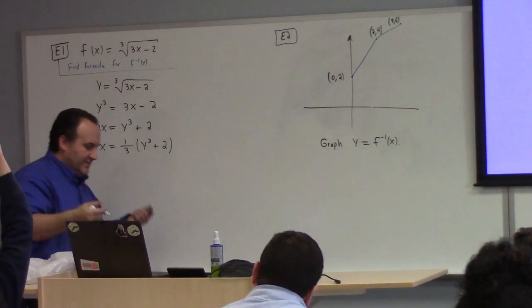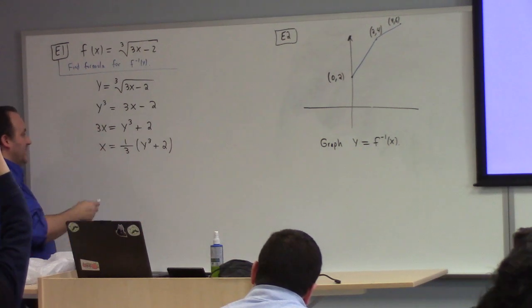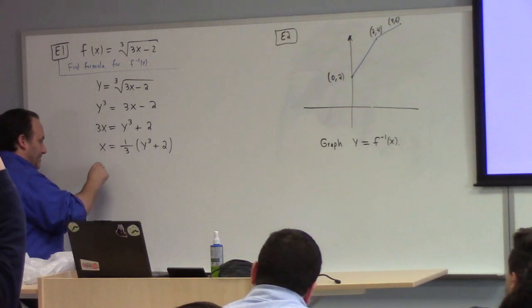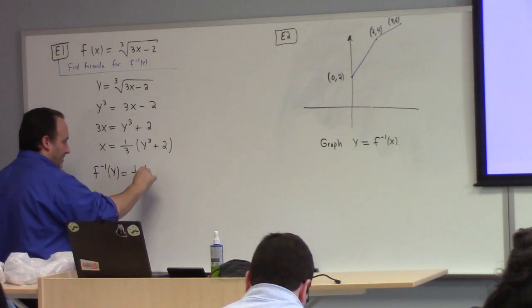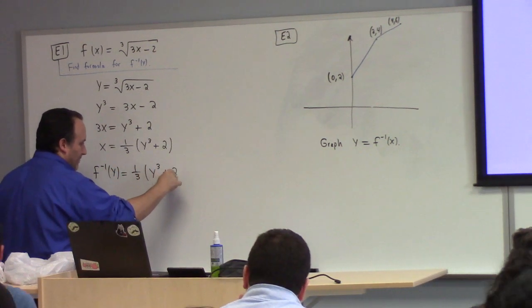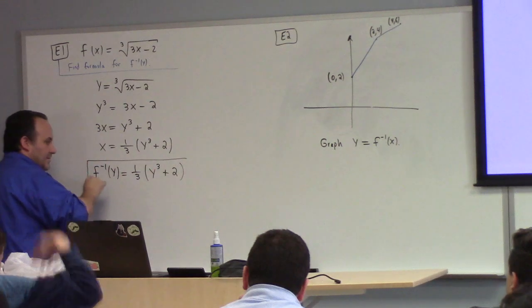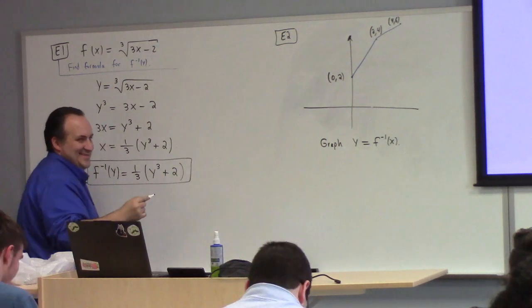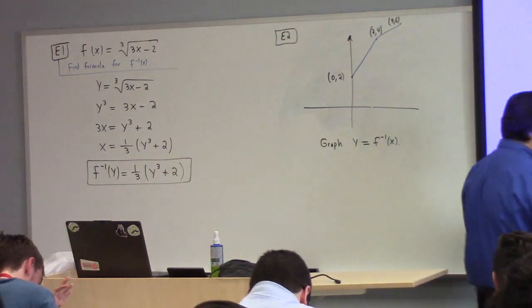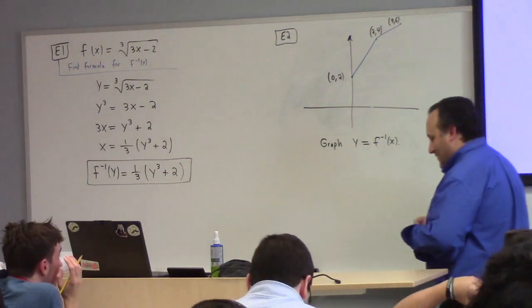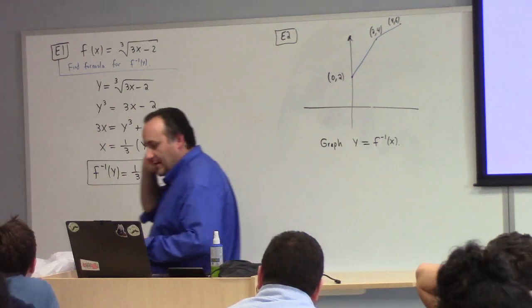That is the quote-unquote stuff in y. So what's the formula for f inverse of y? Oh, so f inverse of y is 1/3 y cubed plus 2. Very good. Very good, Michael.